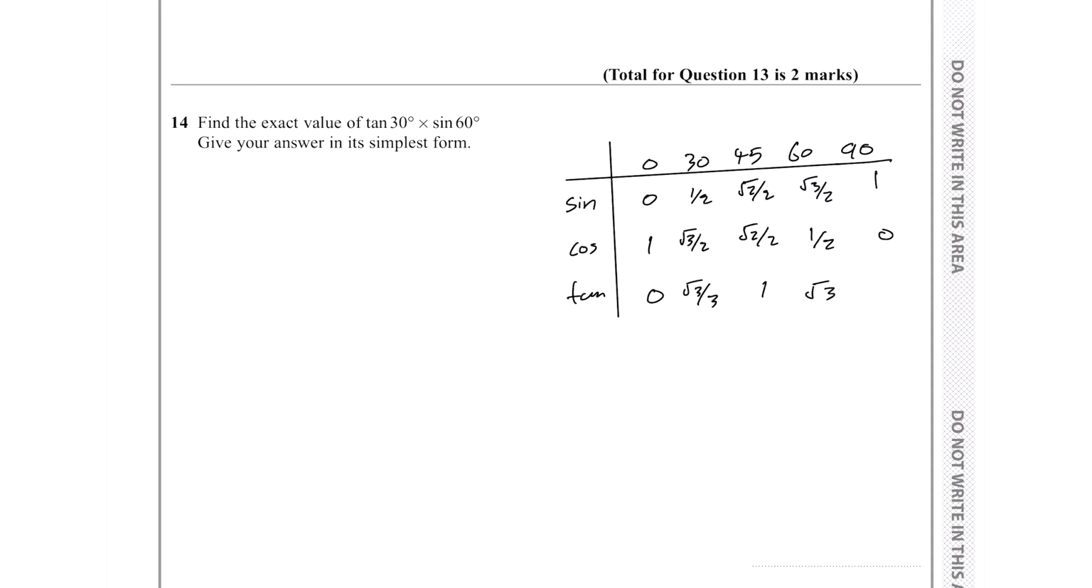So we can see that tan 30 is that one there. So that's going to be root 3 over 3 times sine 60, which is that one over there, root 3 over 2. Root 3 times root 3 is 3, divide that by 6, and that becomes a half.